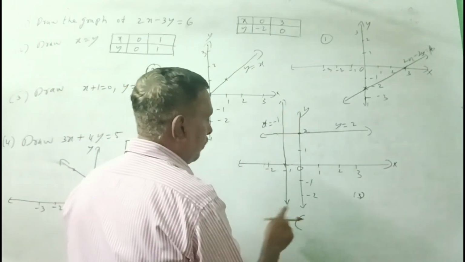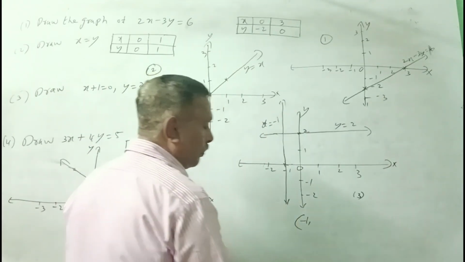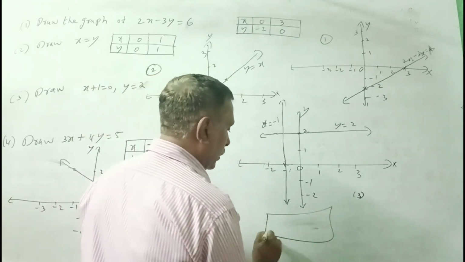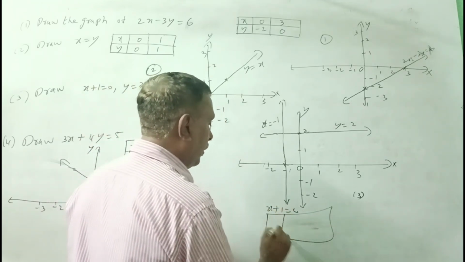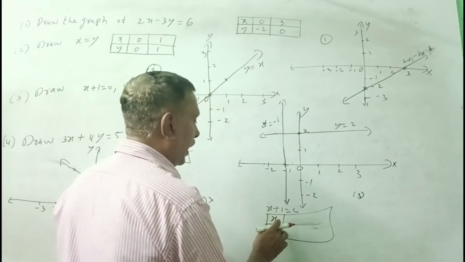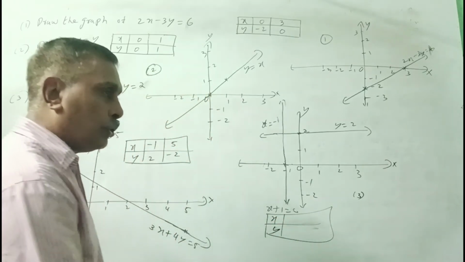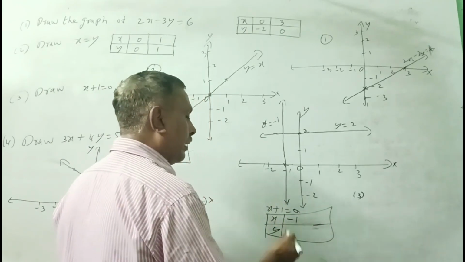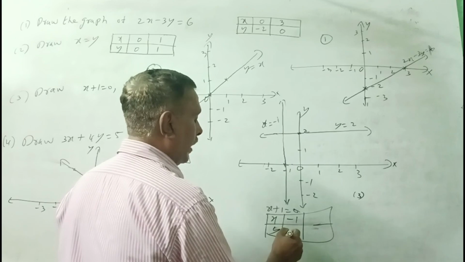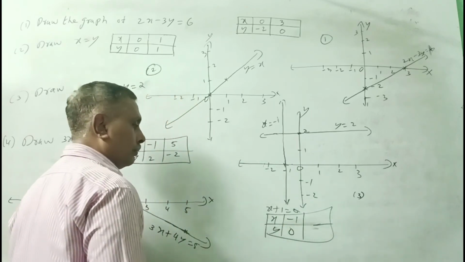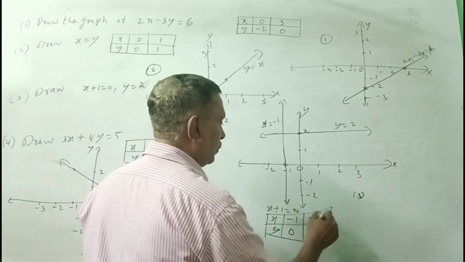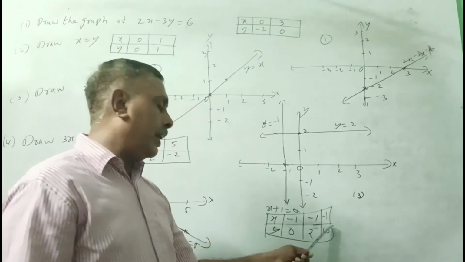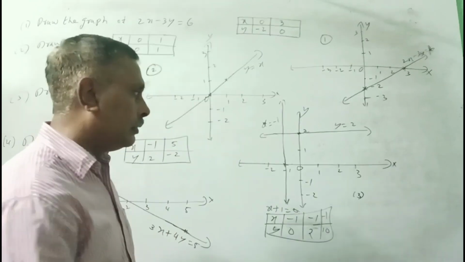Here x remains always minus 1. Means if I am making a table for x plus 1 equal to 0, with x and y, now y is not there, but even though we can write x remains minus 1, y can be any number, x always remains minus 1. You can write y is equal to 0, x minus 1, y equal to 2, x minus 1, y is equal to 10, means x always remains same, y can be any number.